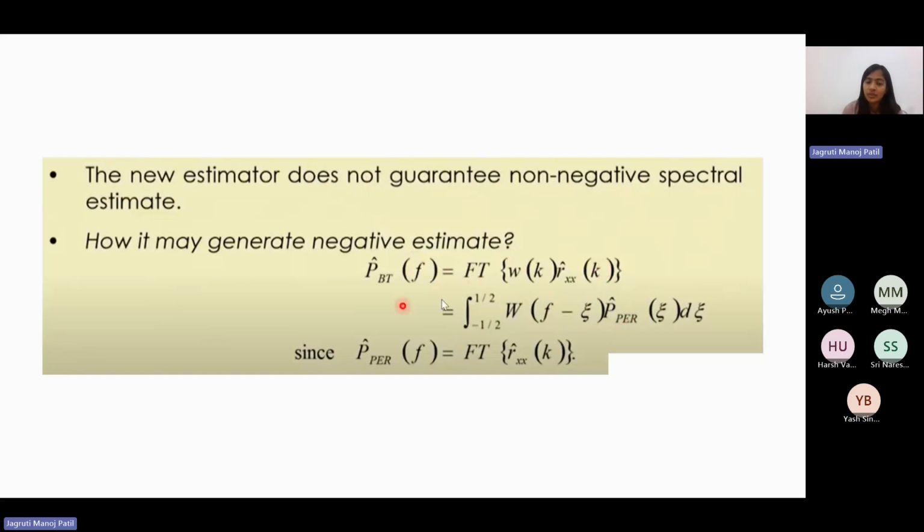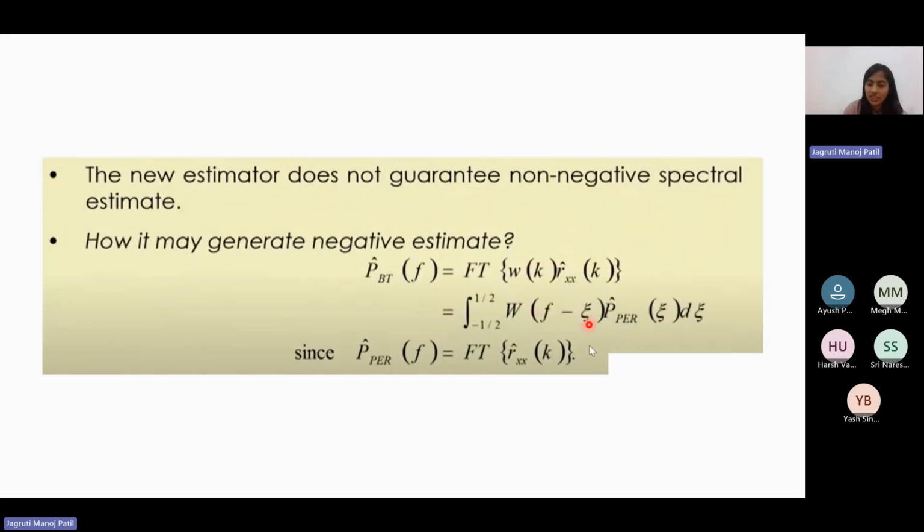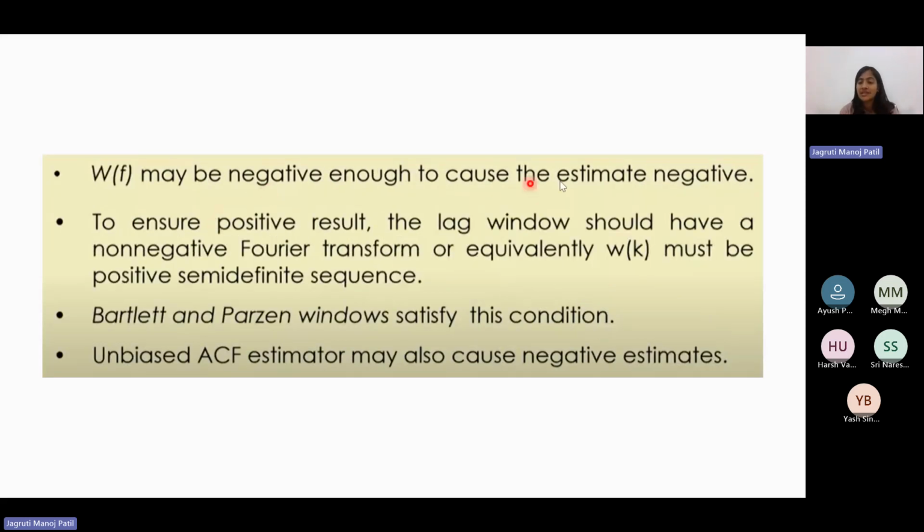So we saw that both of them are the same, the estimated periodogram as well as our autocorrelation function. Now this particular equation can be negative since it's delayed and shifted, and it can be negative enough to cause a negative estimate. So to ensure it's positive, the lag window should have a non-negative Fourier transform, or equivalently, the weight should be positive.